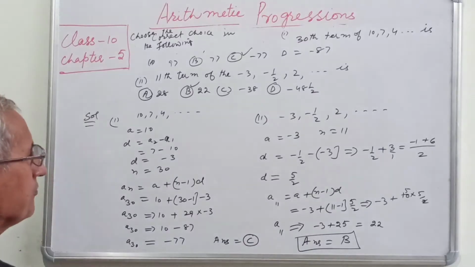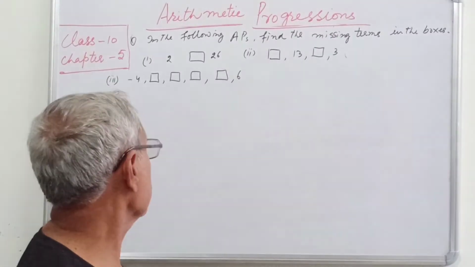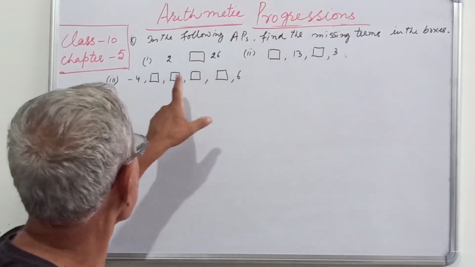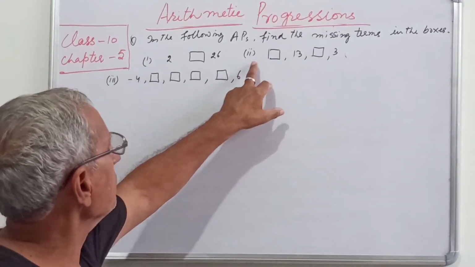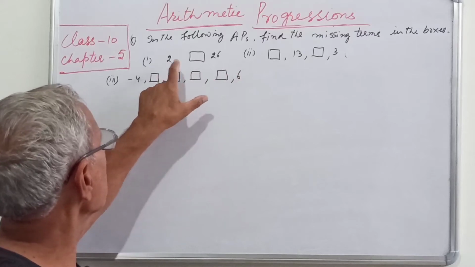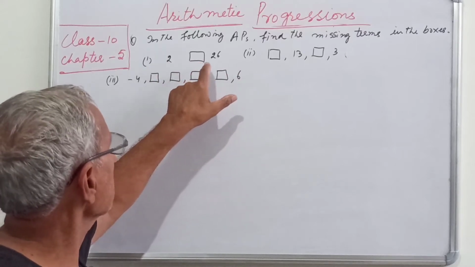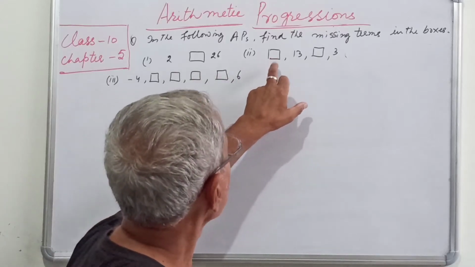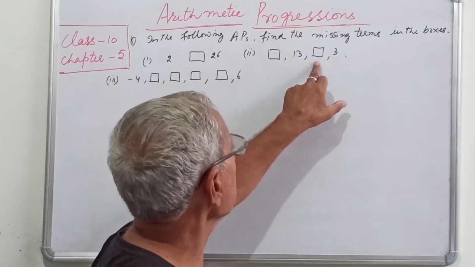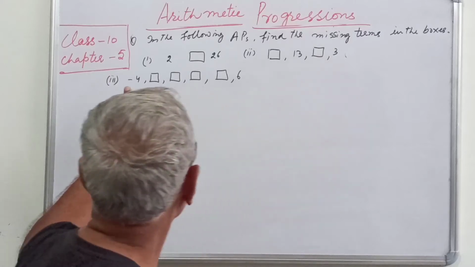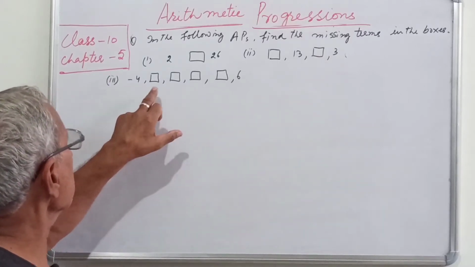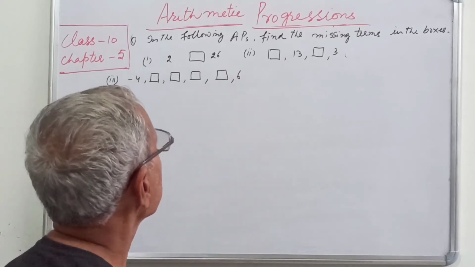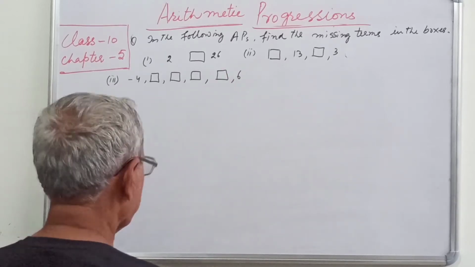Here is the next question. In the following APs, find the missing term in the boxes. So I have written 3 parts. First part is 2, then blank and 26. In second part, blank, 13, blank, 3. Third part, minus 4, missing terms, and 6. So let us take the first part.